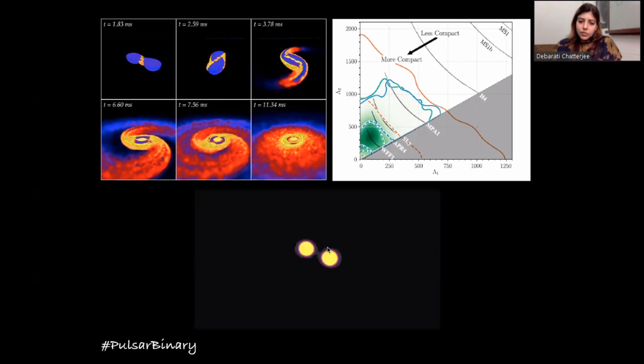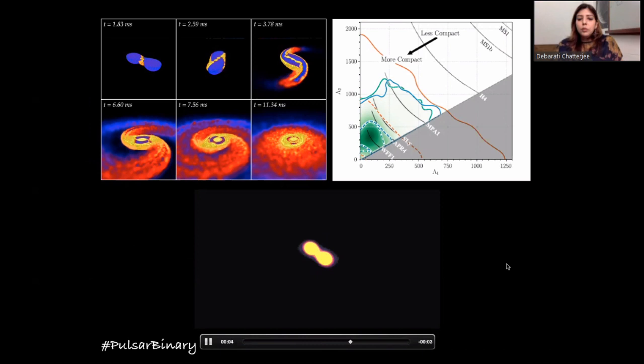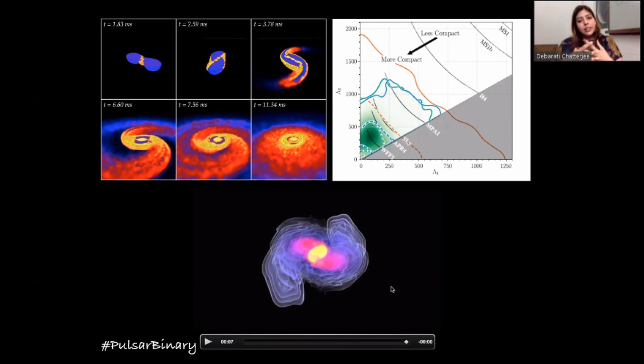In a merging neutron star binary, you see in the bottom figure that when the neutron stars merge, they actually tidally deform each other. So this is like this Earth-Moon tidal locking. And this tidal deformation actually depends on something called tidal deformability, which is in turn dependent on the composition of the neutron star interior. So this is a great way to directly probe again into the interior of neutron stars.